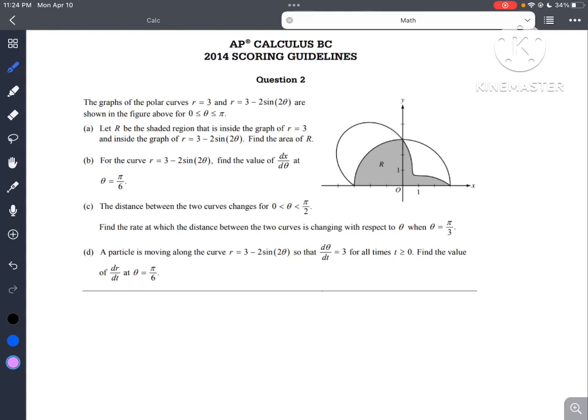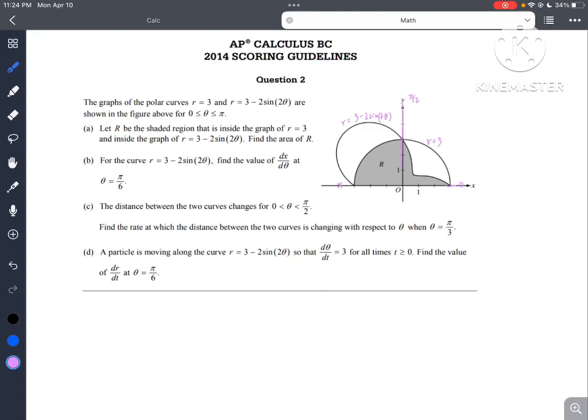So in this question, we see that there are graphs of two polar curves. The first one is r equal to 3, which is this one. And another one, which is r is equal to 3 minus 2 sine 2 theta. And they are shown in the figure for 0 to pi. So this is 0, and then this is pi over 2, and this is pi.